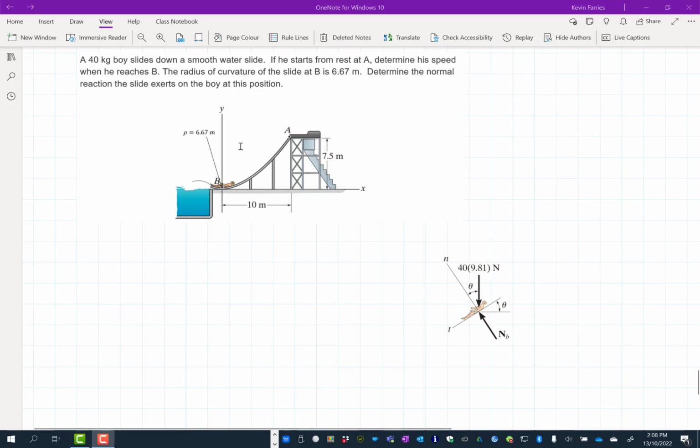So this is a problem that would be harder to solve with the kinetics and the equations of motion. So kinetics and kinematics would be trickier. But when we use energy concepts to solve a problem like this, it gets pretty easy.